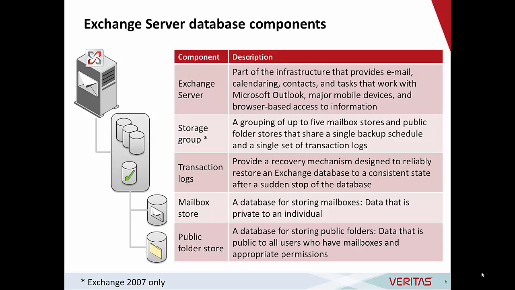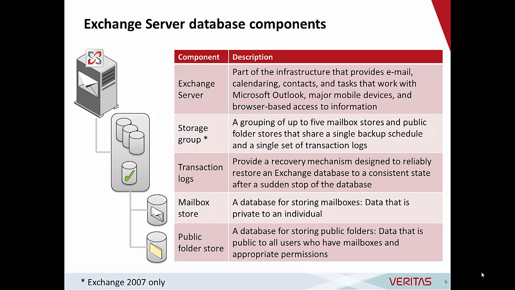Note that different versions of Exchange may use slightly different terminology to describe the objects that we're talking about here. In Exchange 2010 and later, mailbox database and public folder database. In older versions of Exchange, we would call them a mailbox store and a public folder store. Also, Exchange 2007 and earlier had an object called a storage group, which was a grouping of mailbox stores and public folder stores. The concept of the storage group was removed in Exchange 2010 and later.